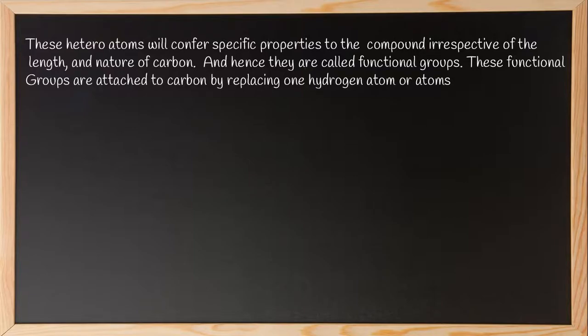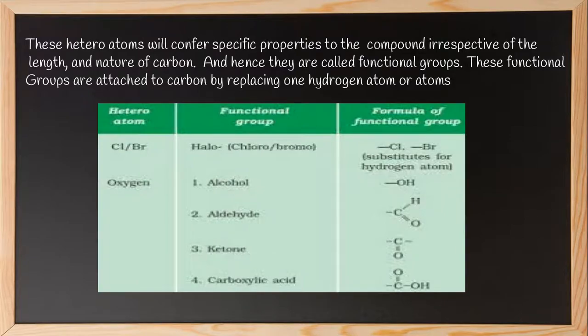We will study more about functional groups now. When we look here, chlorine or bromine are usually called halogens. They are represented by bond Cl and bond Br. They get substituted by replacing any one of the hydrogen atoms. When you take oxygen, it is classified into 4 types. For example, if an OH group replaces hydrogen and gets attached to the carbon, then it is called alcohol. The functional group is the alcoholic group.